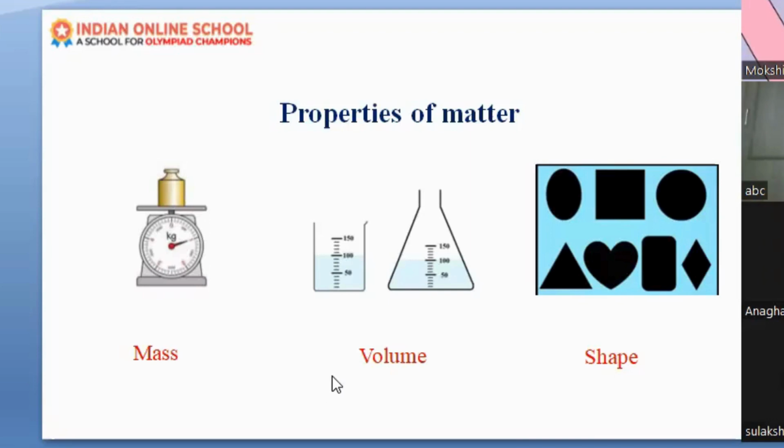Okay, so here we are talking in detail about the properties of matter. So properties of matter are of three types. Let's talk about the properties in detail. First, mass. Second, volume. And third, shape. As you can see in the picture properly from here. Now here, what does it mean?